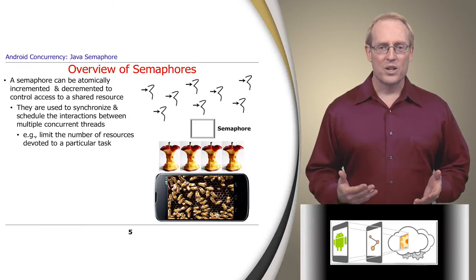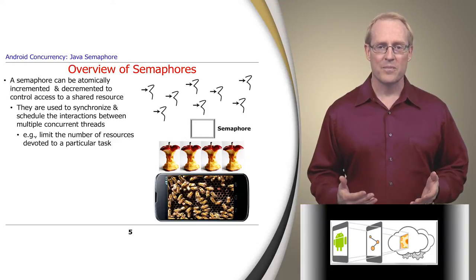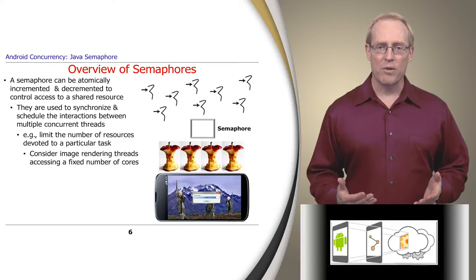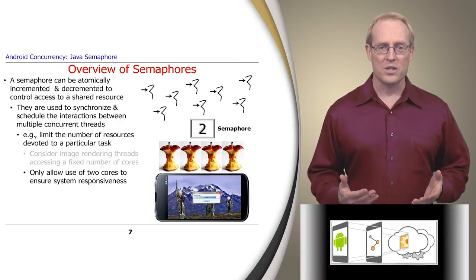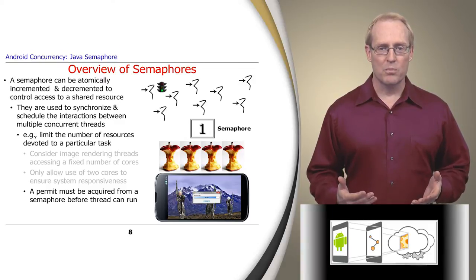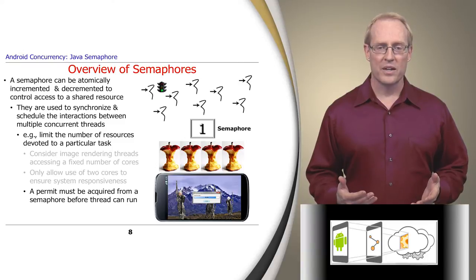For example, to ensure overall system responsiveness, it may be necessary to limit the number of resources devoted to a particular task. Consider a pool of threads performing image rendering, which is computationally intensive, that use a semaphore to restrict access to a fixed number of cores on a multi-core processor, such as 2 out of 4 cores on a quad-core system. Before a thread in the pool can render an image, it must first acquire a permit from the semaphore, decrementing it by 1, thereby ensuring that a core is available for use.